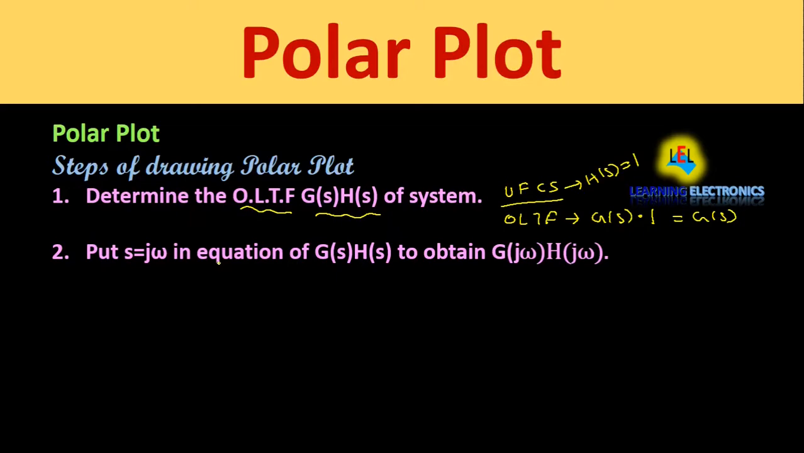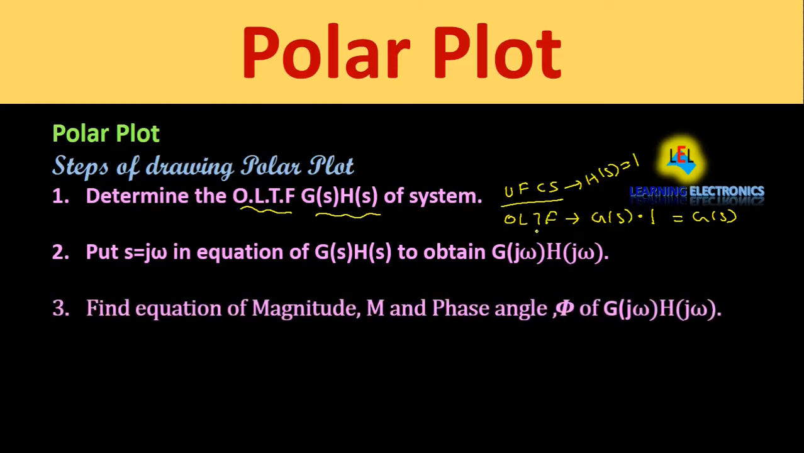Second step is to put s equal to j omega in the above equation of G(s)H(s) to obtain G(j omega)H(j omega). Then after finding this G(j omega)H(j omega), we have to find the equation of magnitude, which is represented by M, and phase angle, which is represented by phi, from this equation of G(j omega)H(j omega).